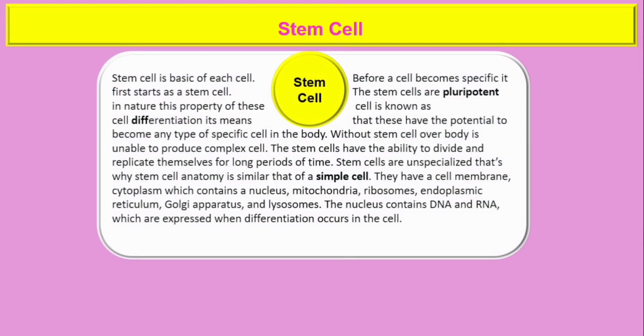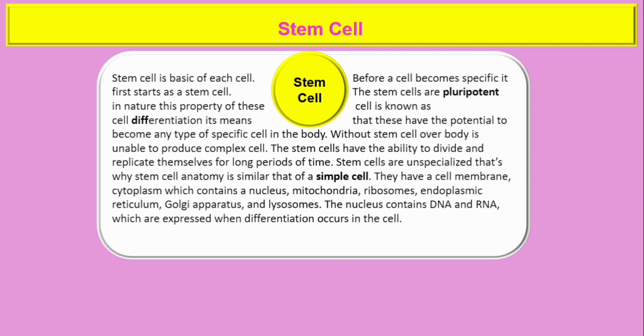Stem cell. Stem cell is the basis of each cell. Before a cell becomes specific, it first starts as a stem cell. The stem cells are pluripotent in nature. This property of these cells is known as cell differentiation. It means that these cells have the potential to become any type of specific cell in the body. Without stem cells, our body is unable to produce complex cells. The stem cells have the ability to divide and replicate themselves for a long period of time.